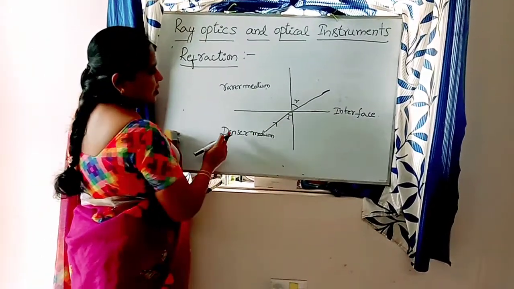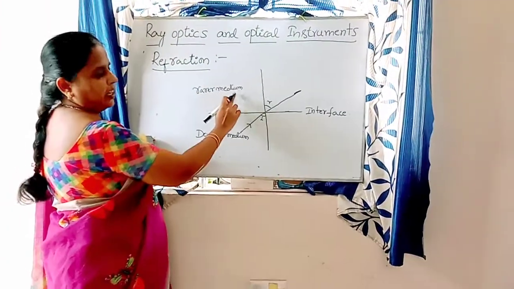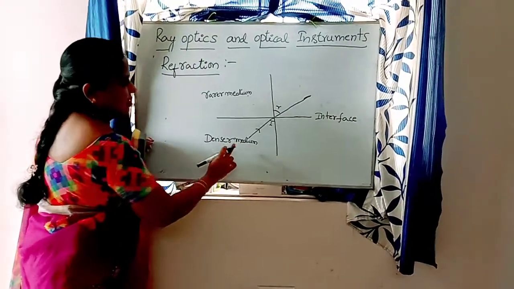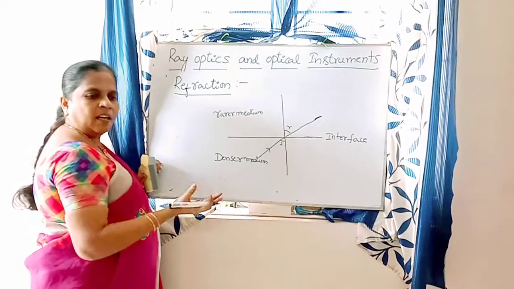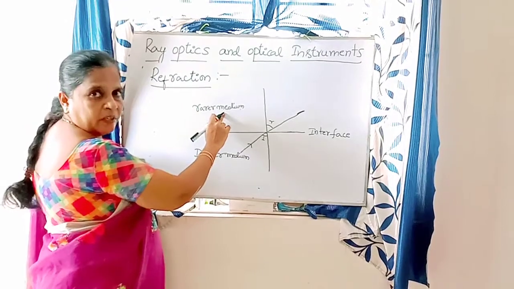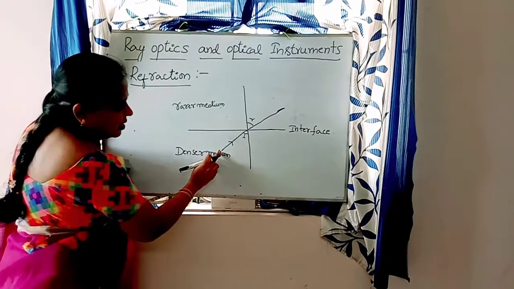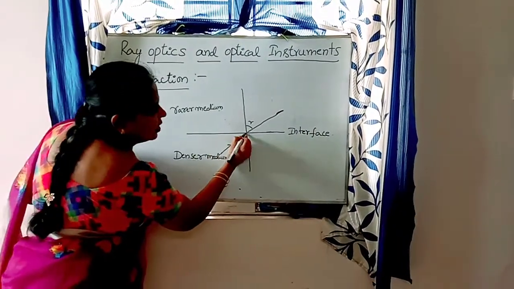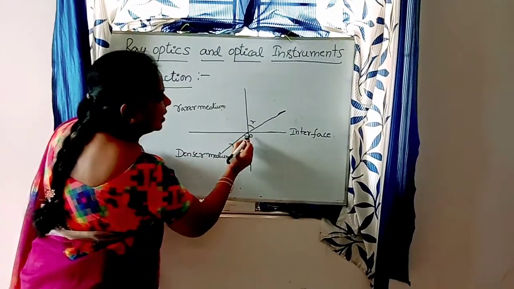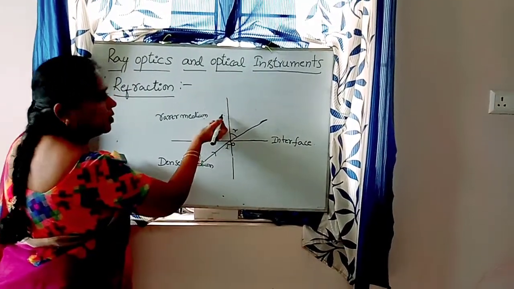So here we take two mediums, a denser medium and a rarer medium. A denser medium may be water or glass. And this is a rarer medium. It may be air. And here the light ray is incident at point O. After that, the light ray passes from the denser medium to the rarer medium.